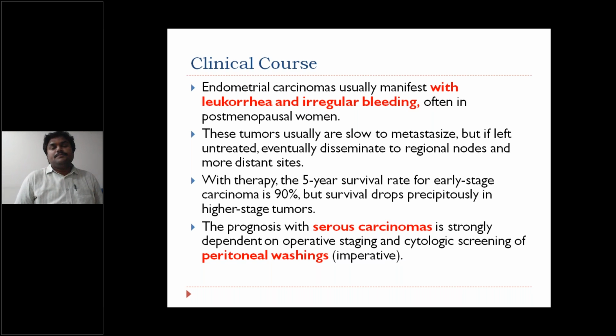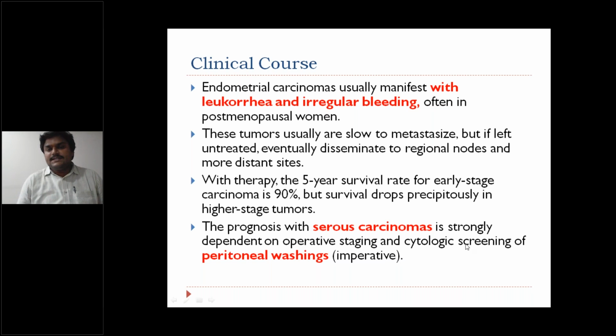These tumors usually are confined to the uterus, so the uterus will get enlarged initially. Later on, if the tumor invades the parametrium and of course the serosal aspect of the uterus, the uterus will be fixed to the adjacent structures. So the uterus will be enlarged and fixed to adjacent structures, and later on they will metastasize. If treated early, the prognosis is very good. If they are not treated early, they disseminate to regional nodes and of course to distant sites.